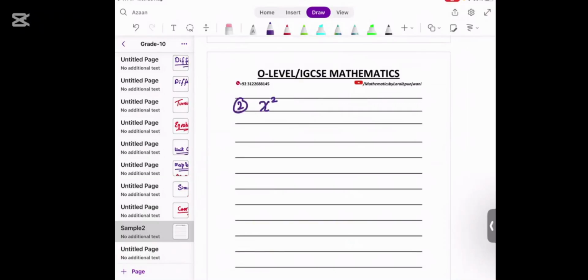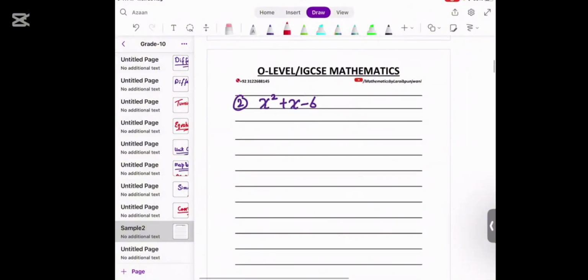x square plus x minus 6. Again, there is no number, this means 1. So the first number will multiply with the last, it will become minus 6. Now, I have to identify the two numbers. When I multiply those two numbers, it will give me negative 6, and when I subtract or add these two numbers, it will give me the middle value. The middle value is 1x. There is no coefficient, this means x is 1.